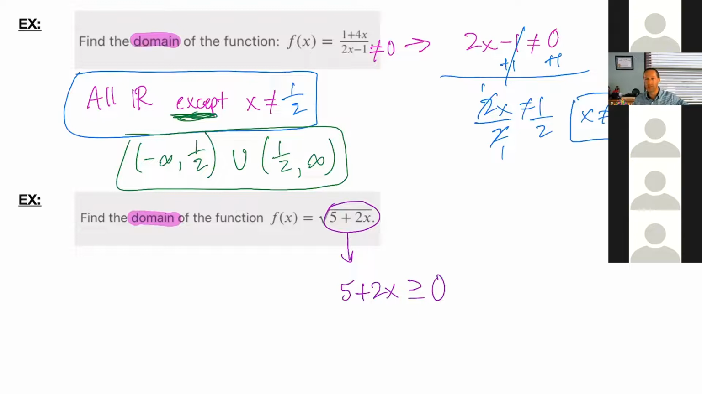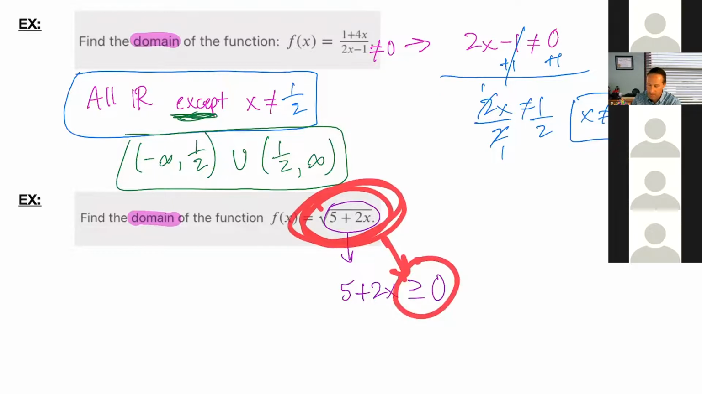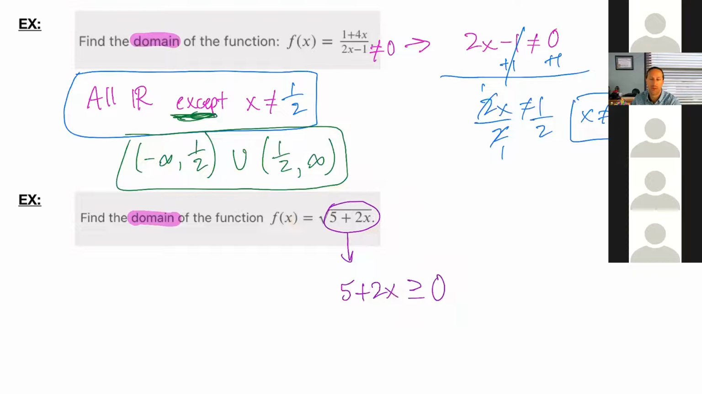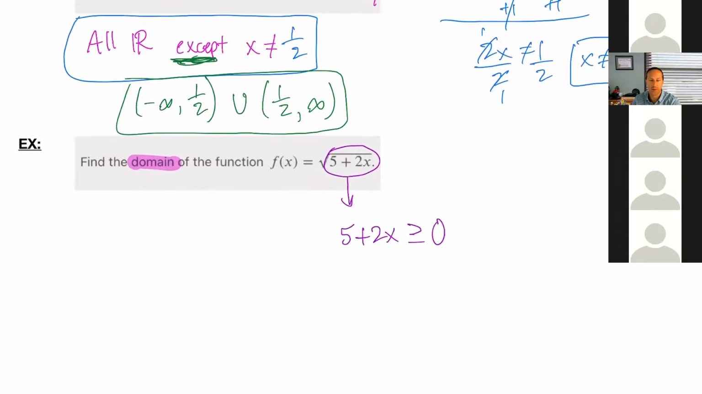Anything less than 0? Negative. So I want to take whatever is under this and make sure that it is non-negative. And that's the way that we do it. We say that it would have to be greater than or equal to 0. And should you know how to solve that? Absolutely, you're in pre-calculus.